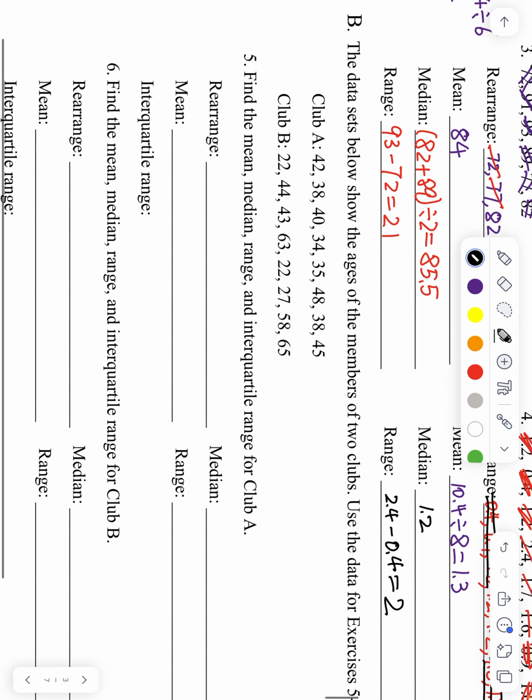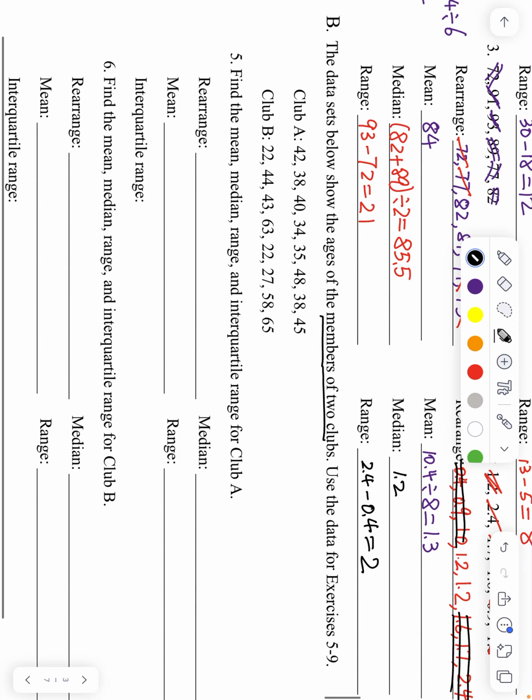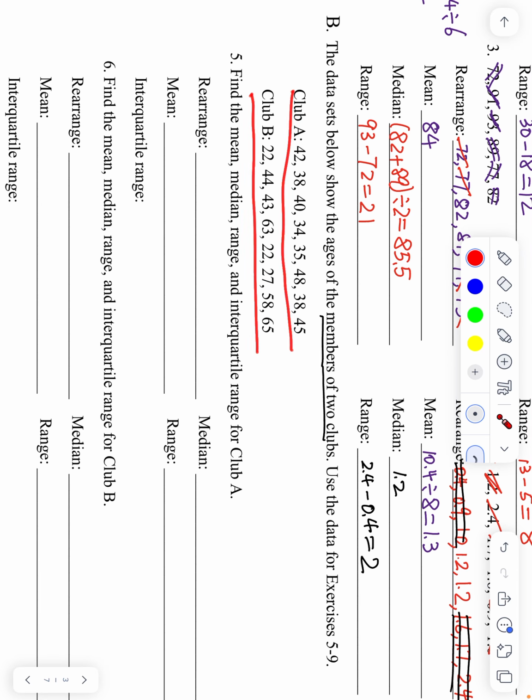B, the data sets below show the ages of members of 2 clubs. Use the data for exercises 5 to 9. Okay, this is Club A, and this is Club B. Find the mean, median, range and interquartile range for Club A. Whoa, we have a new word here: interquartile range. What is the interquartile range? Okay, let's rearrange them first.